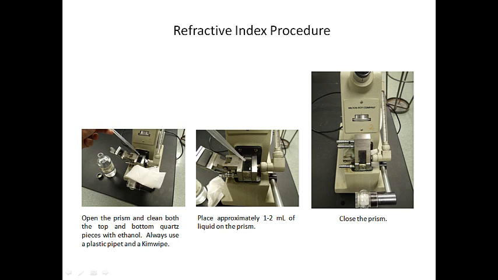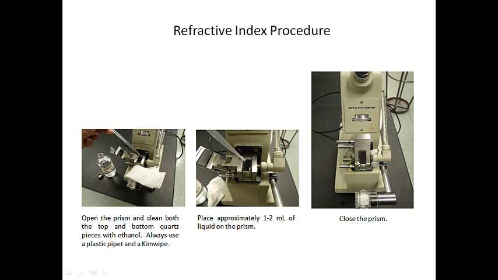So we clean it with ethanol, we dry it off, and then you're going to take a plastic pipette. You have to use a plastic pipette, not a glass pipette, or else you'll chip the quartz crystal that's used in the refractometer. Take a plastic pipette and fill this area with liquid. Usually takes 1 to 2 milliliters. So you're going to place that on the clean surface and then take this door and close it, and now you're ready to make the measurement.